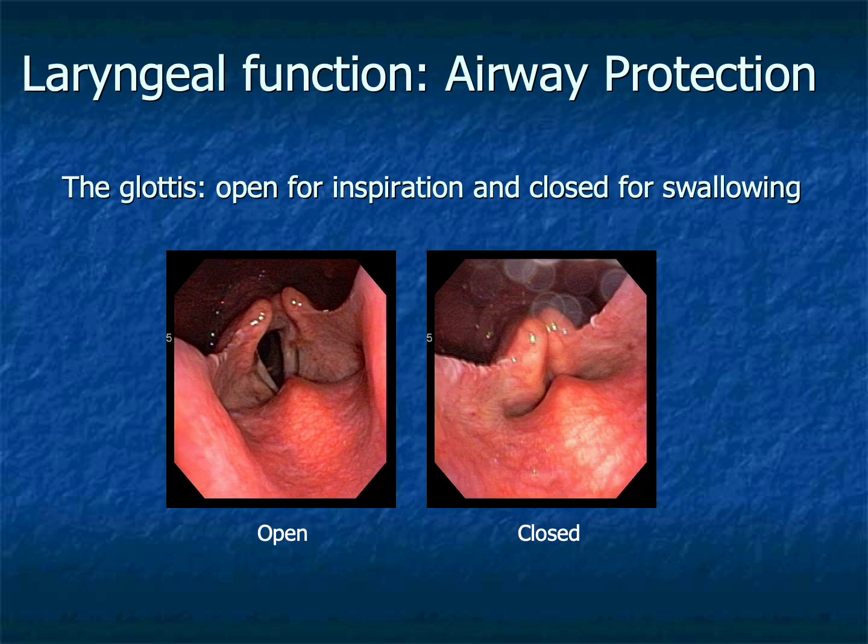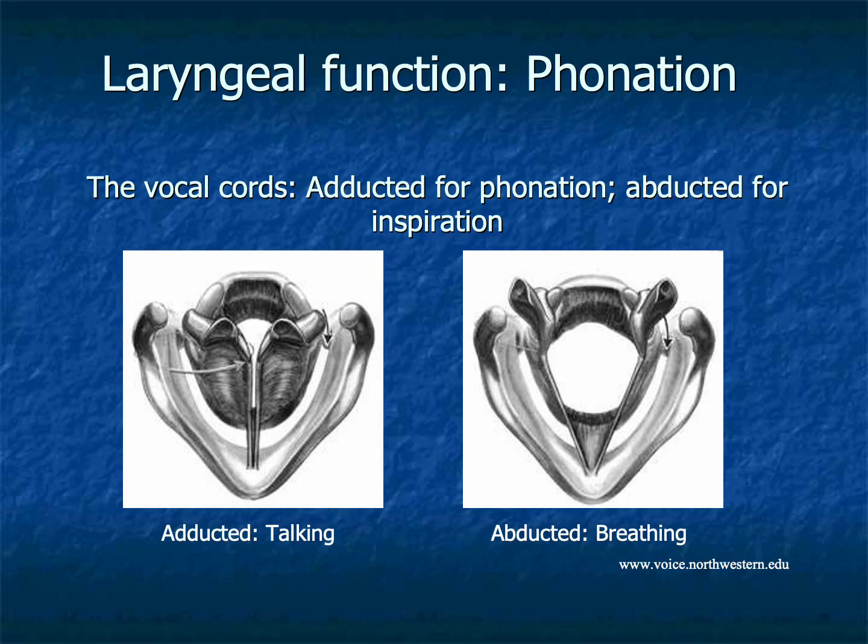We now turn toward laryngeal function. The glottis remains open during inspiration and closes during swallowing in order to protect the airway. Similarly, the vocal cords abduct during breathing and adduct during phonation. These coordinated movements occur continuously and automatically throughout life. Bronchoscopy offers a rare opportunity to observe physiology directly in motion.